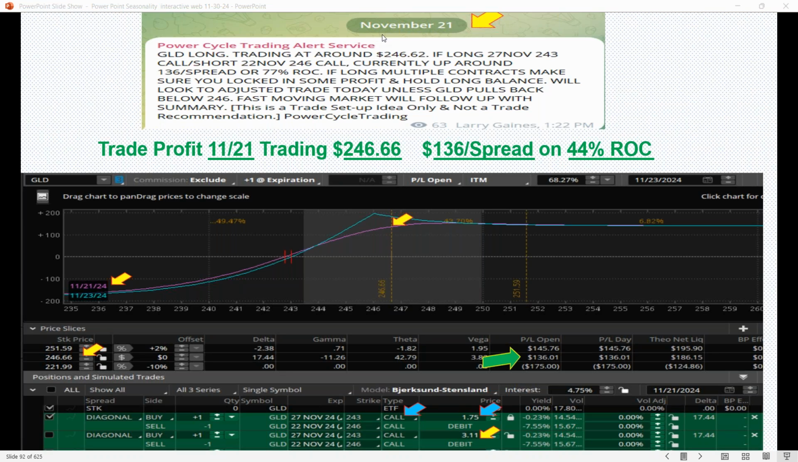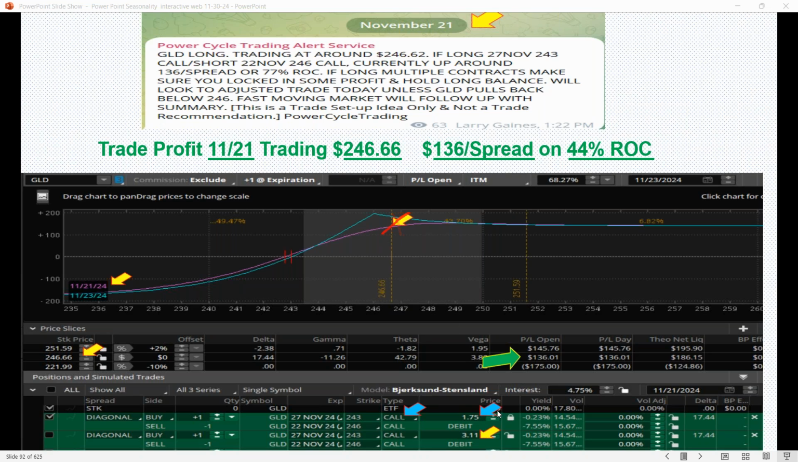We started out with what we call a call calendar. Then we took partial profit on this. When I send out an alert, I'll say take partial profit. It depends on your contract size, and then adjust the balance. But here it was just with the original counter diagonal that we sold up.